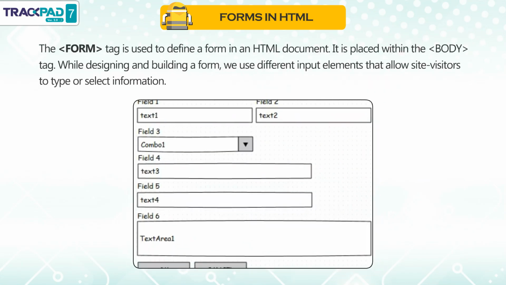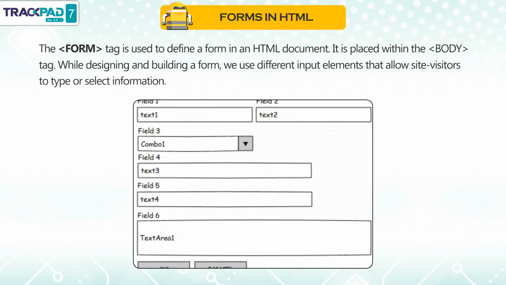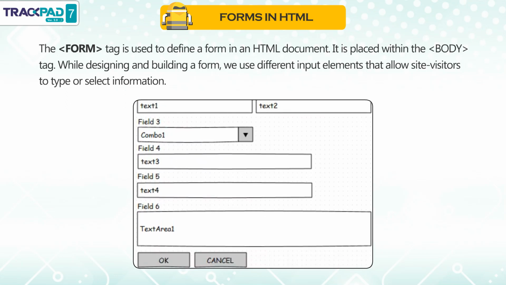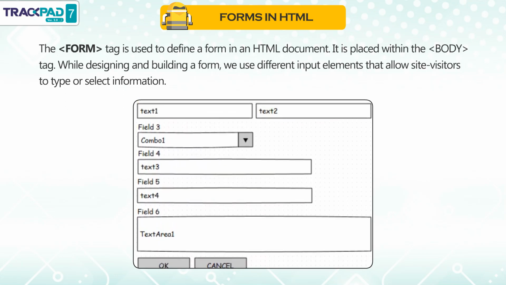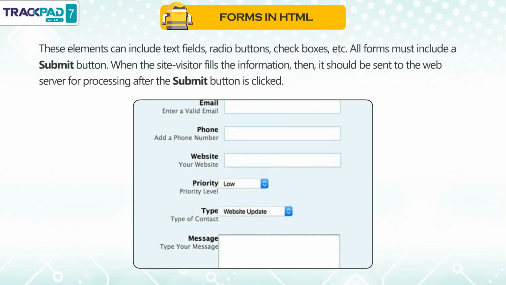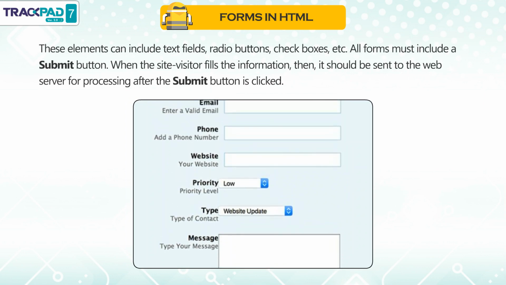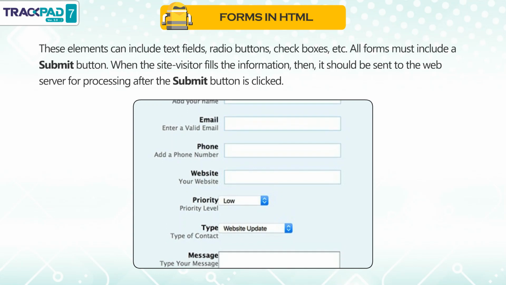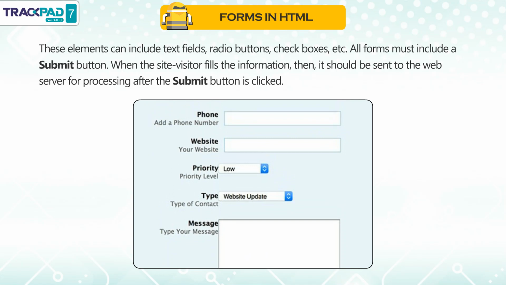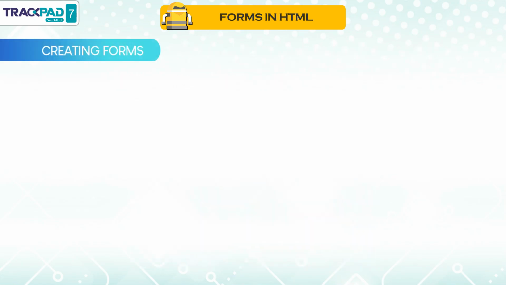The form tag is used to define a form in an HTML document. It is placed within the body tag. While designing and building a form, we use different input elements that allow site visitors to type or select information. These elements can include text fields, radio buttons, checkboxes, etc. All forms must include a submit button. When the site visitor fills the information, then it should be sent to the web server for processing after the submit button is clicked.